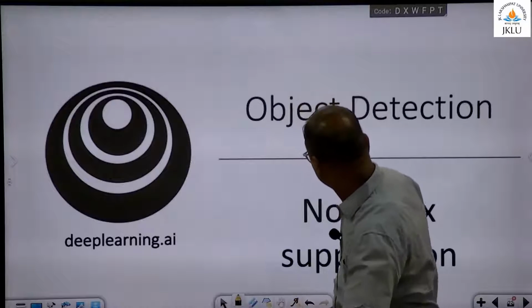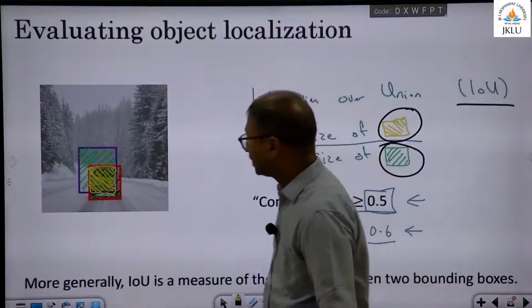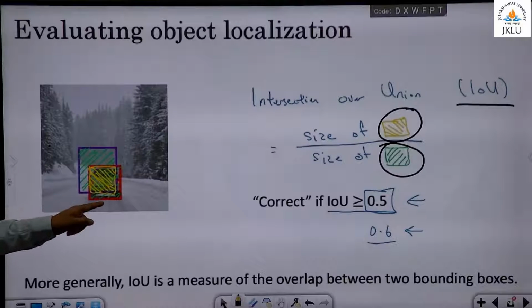Sir, if the human labelers already defined these bounding boxes manually, and marked the object and all, why do we need to do all this?